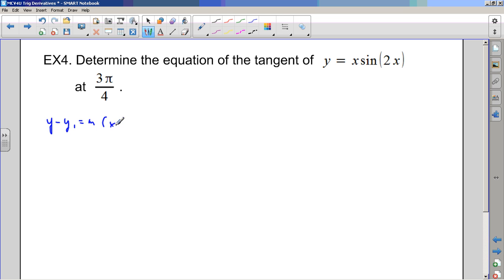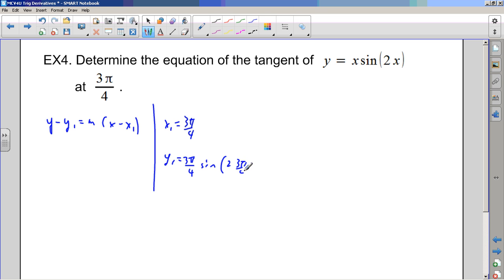The idea, we're filling this in, right? Where we know x1 is 3 pi over 4, and y1 is whatever I get when I put 3 pi over 4 into this thing. So let's do that straight off, just get it out of the way, I guess.